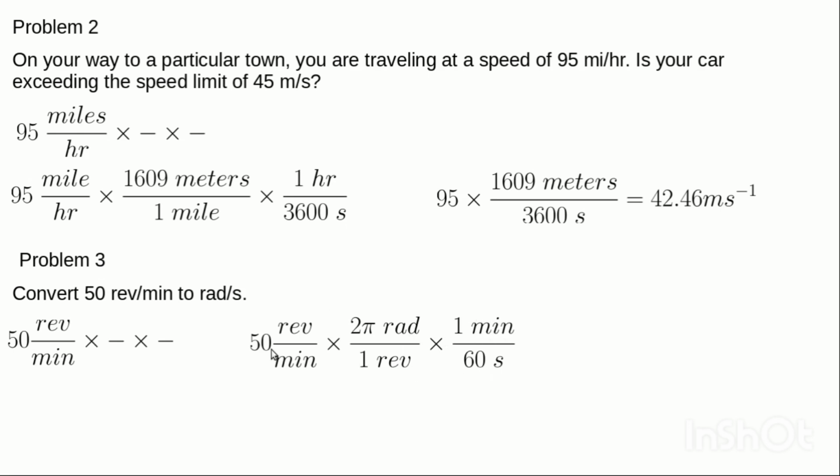So when you do your cancellation, minutes cancels this, revolution cancels this, so you are left with 50 times 2 pi all over 60, rad per second, right? Because this minute will cancel. So we now are left with this expression, which is 5.24 rad per second. And that's it. So finally, let's take a look at this problem, which is a little bit tricky.